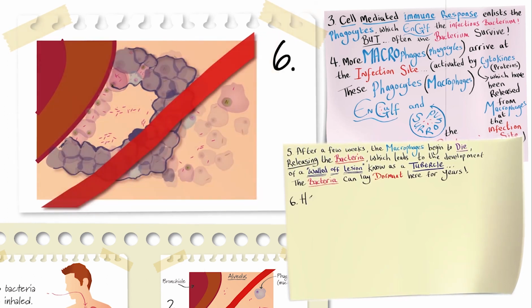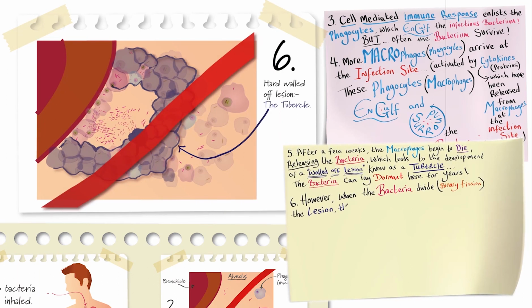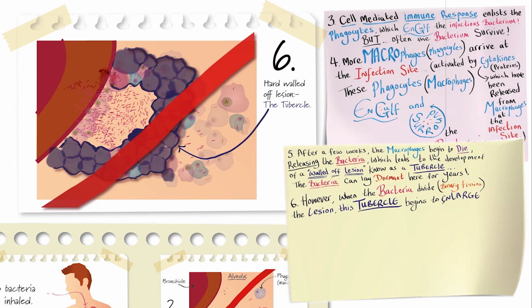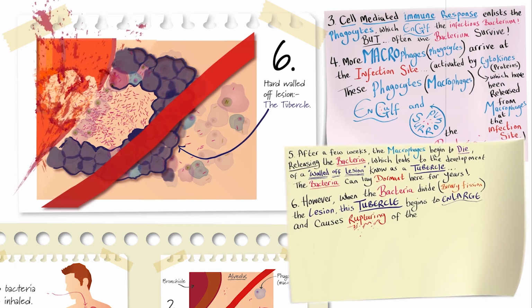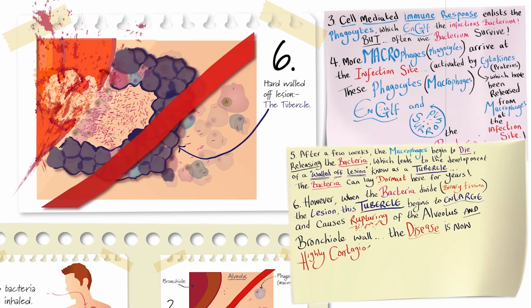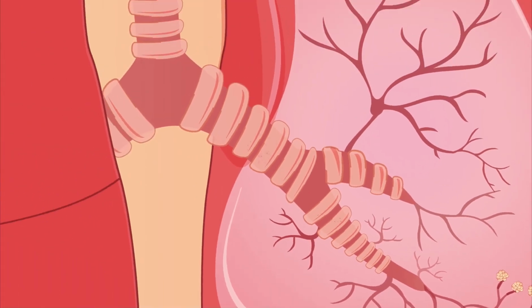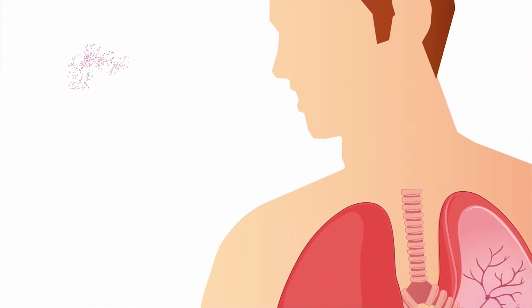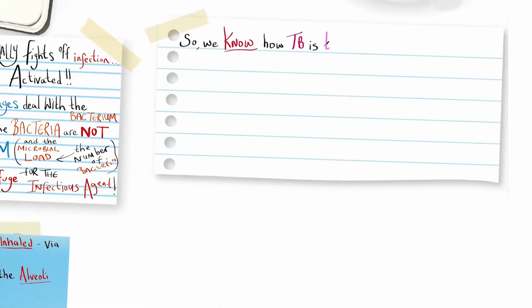Step 6. However, when the bacteria divide by binary fission, this lesion, this tubercle, begins to enlarge and causes rupturing of the alveolus and the bronchial wall. The disease is now highly contagious. The bacteria are able to enter the bronchiole, where they are coughed up and transmitted via droplets expelled into the air. So we know how TB is transmitted, and we know how the immune system responds.